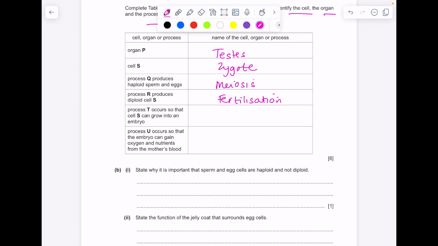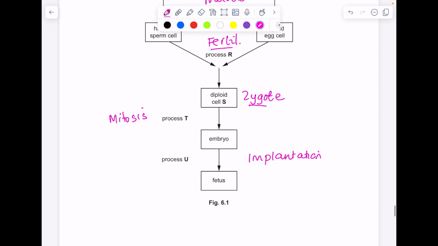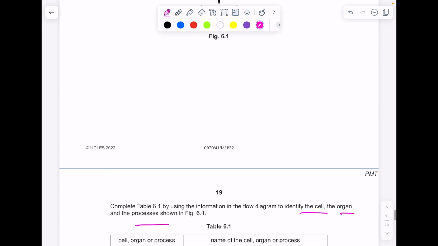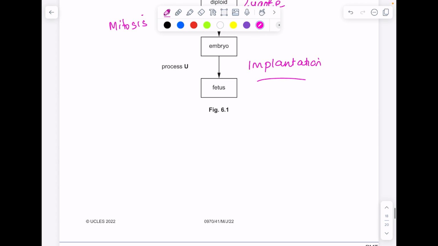Process T occurs so that cell S can grow into an embryo. That's mitosis. Process U occurs so the embryo can gain oxygen and nutrients from the mother's blood. That is implantation.